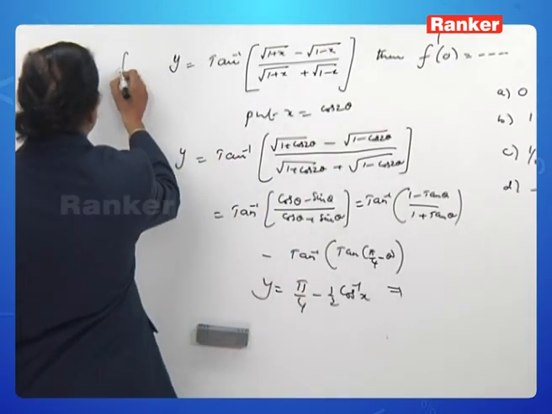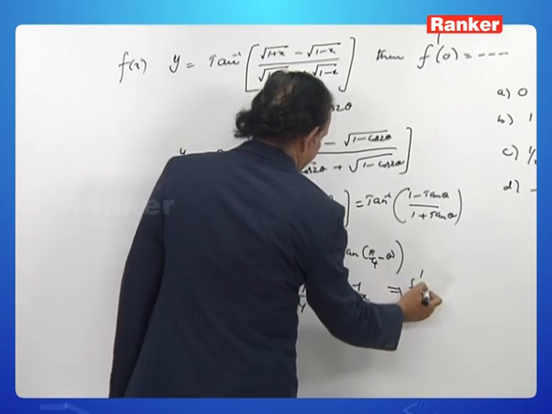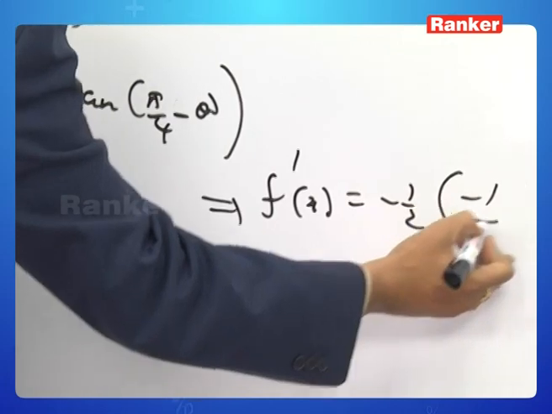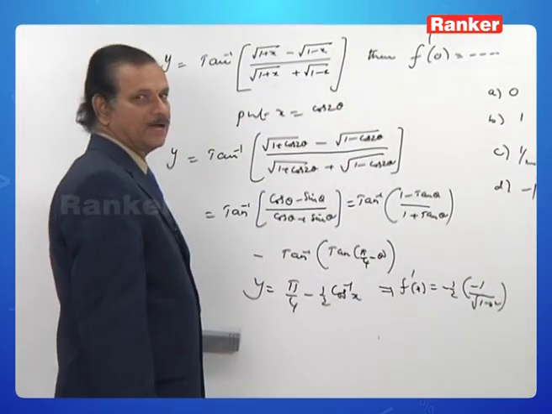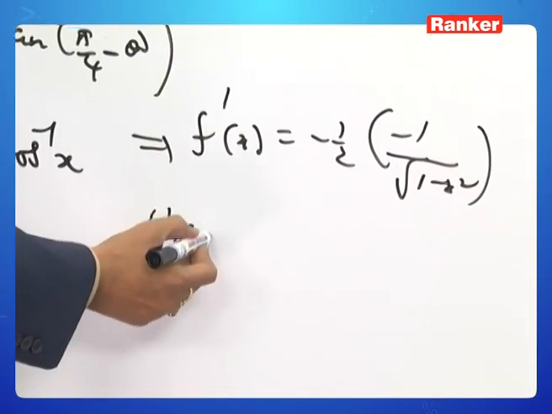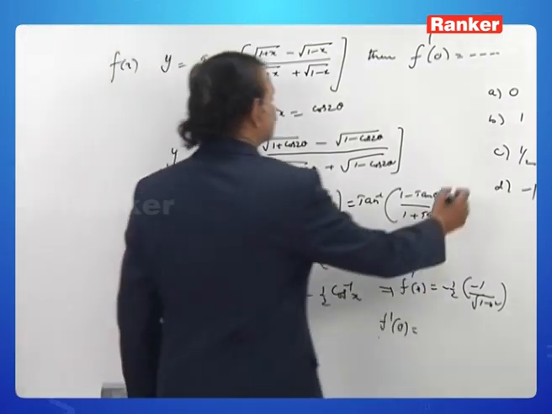Hence f dash x is equal to minus half into minus 1 by root 1 minus x square. It is 1 by 2 root 1 minus x square. You just take 0 in the place of x. What are you going to get? It is half. Hence the right option is C.